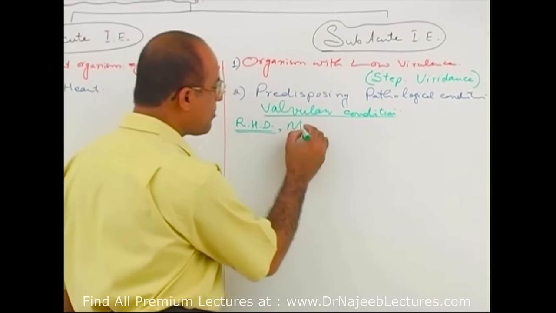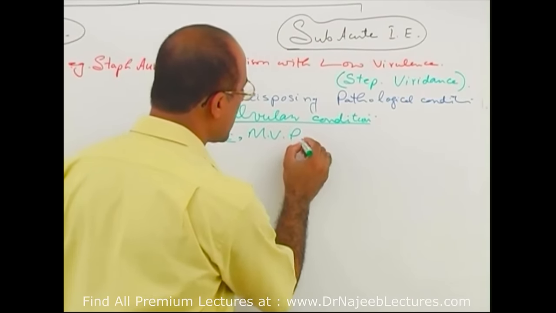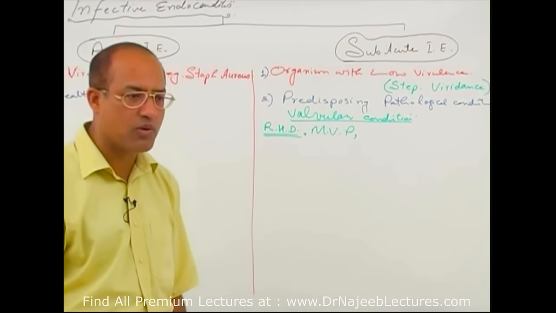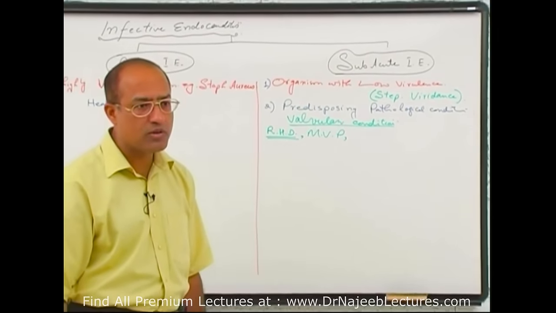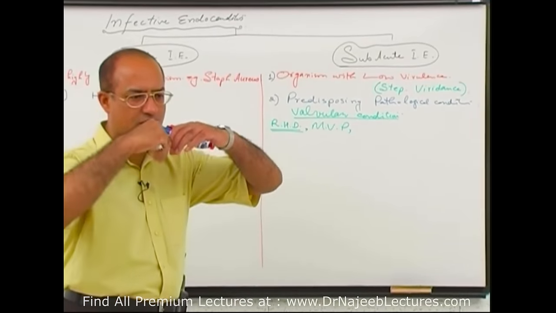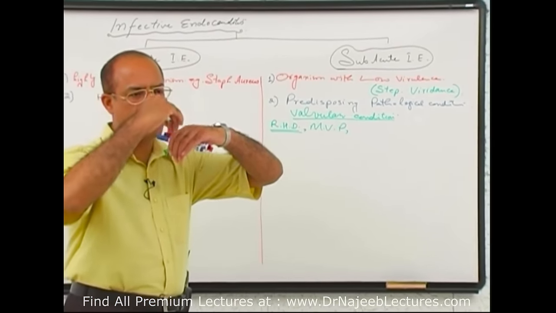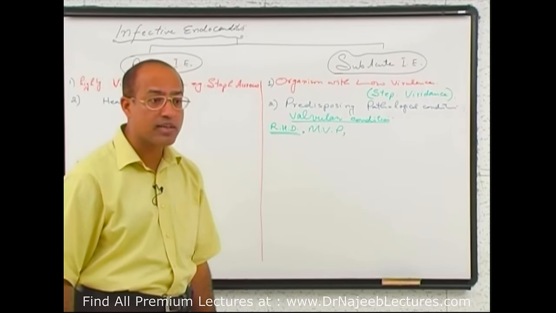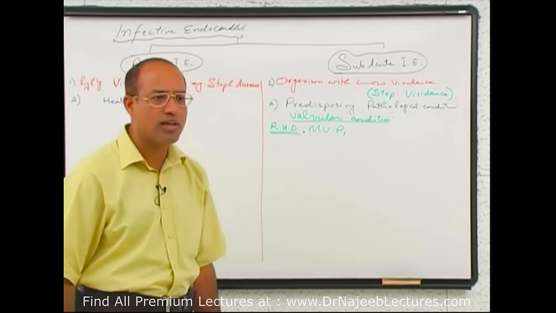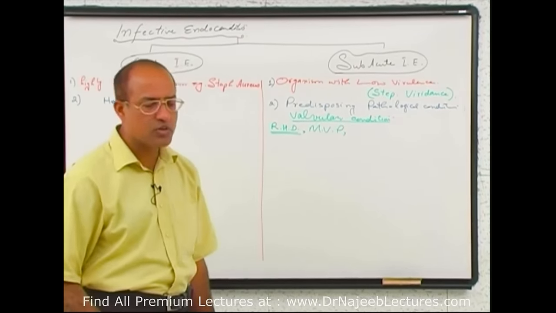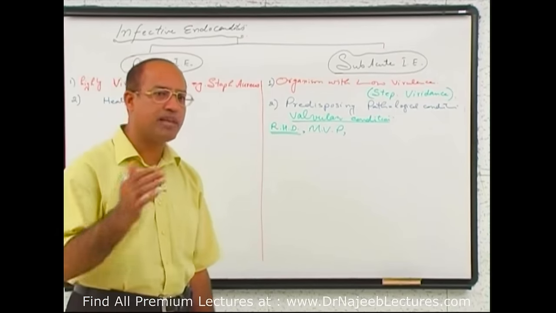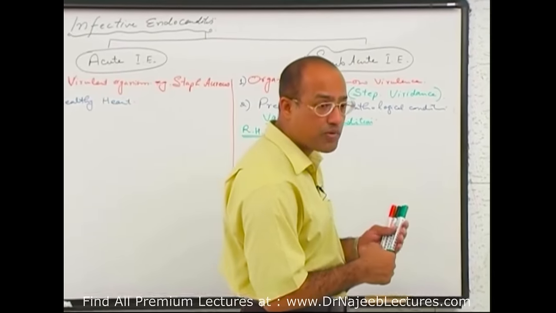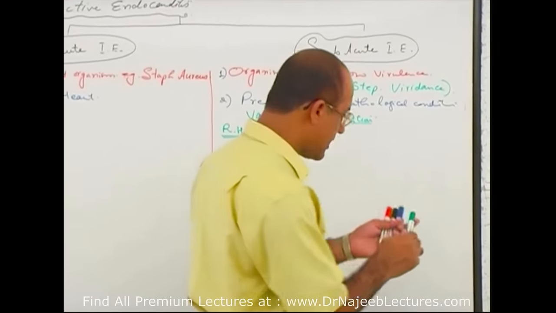Then mitral valve prolapse. Mitral valve prolapse is a very common condition. They say up to 5% of the population has a prolapsing mitral valve. Especially at the peak of systole, when the prolapsing leaflet slips, that produces a mid-systolic click. And sometimes the mid-systolic click is followed by a late systolic murmur. In these patients, what is happening? There is abnormal blood flow.